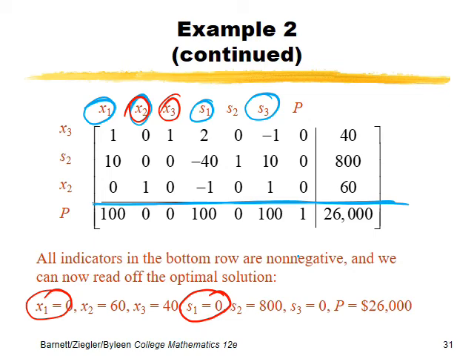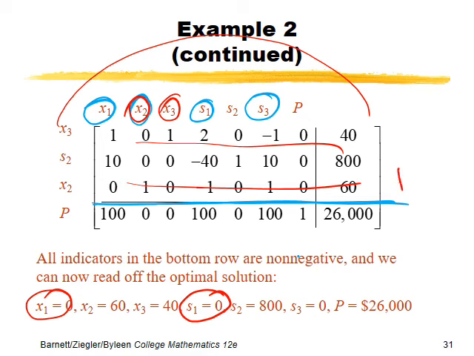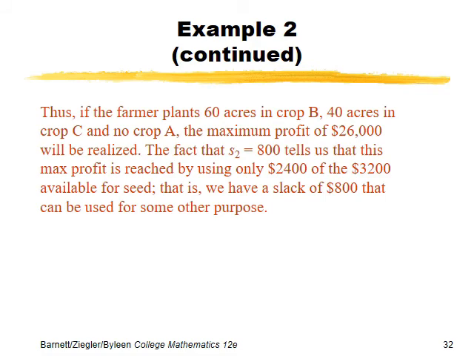s1 is a non-basic variable, we assign it value 0. So when you read the solution, x3 is 40, x2 is 60, s2 is 800, and our profit is 26,000. So this is how we do this. And if you write it back into the equation form, you will see the same thing by assigning value 0 to our non-basic variables. So here s2 equals 800.